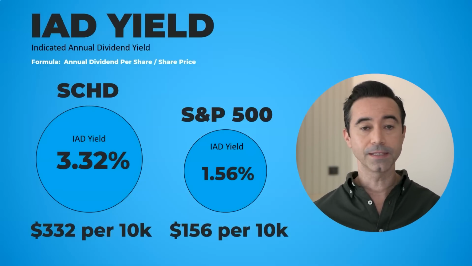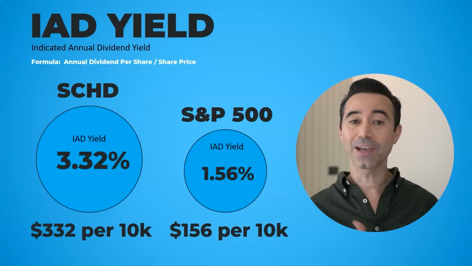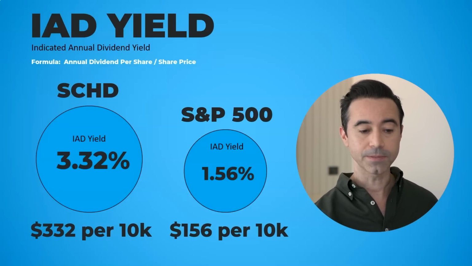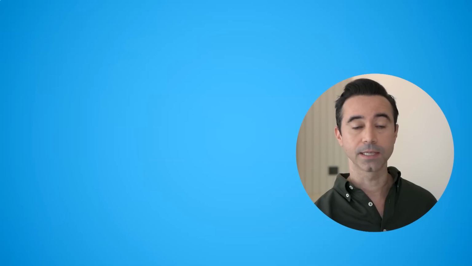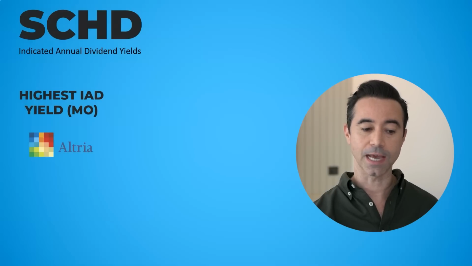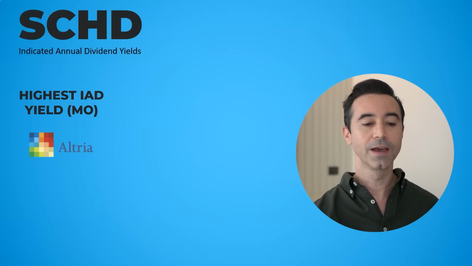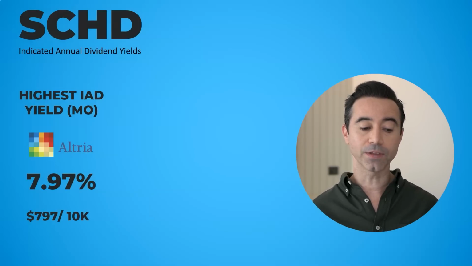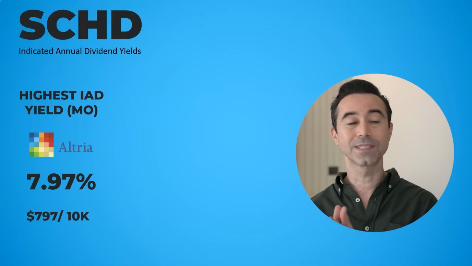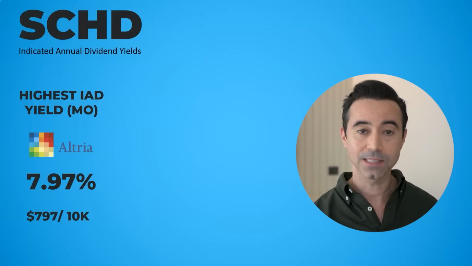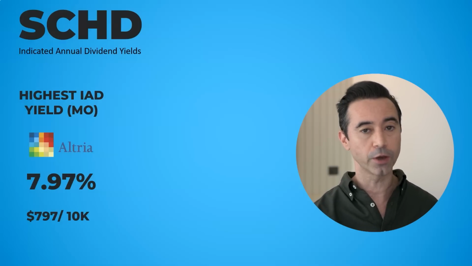Here we can start understanding that yes, SCHD has a higher yield than the general S&P 500 index, and at the same time, we could take a look at some of the highest yielding and lowest yielding companies. The highest yielding IAD yield in SCHD is actually MO, or Altria Group. 7.97% is the dividend on this. Now, it's $797 for $10,000 invested into that company. So that's the highest yielding company inside the portfolio of SCHD.